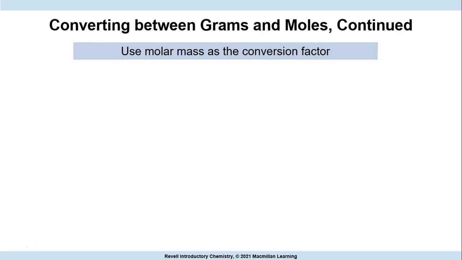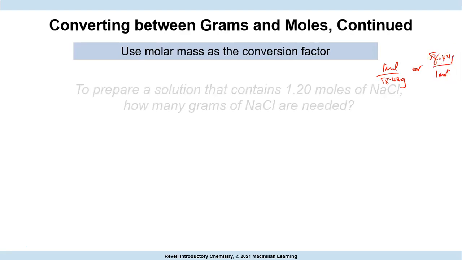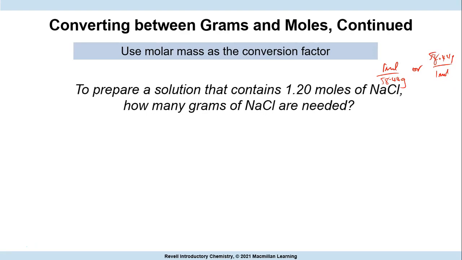We know that 1 mole of sodium chloride is equal to 58.44 grams, or 58.44 grams is equal to 1 mole. So this is the conversion factor. Based on the question we are given, we decide which of those conversion factors to use. Here, we have been given our quantity in moles, so we use the conversion factor where moles is at the bottom so that it will cancel with the moles at the top.